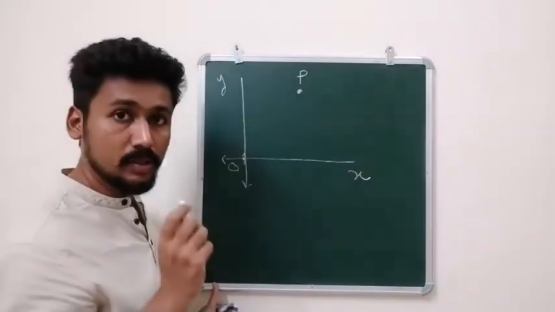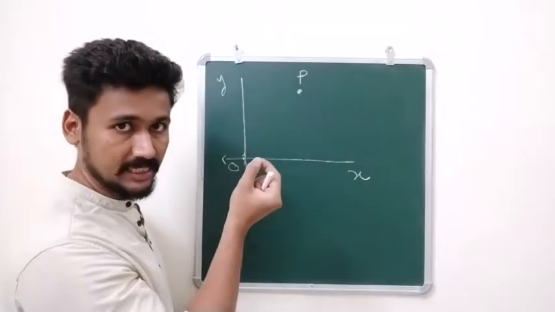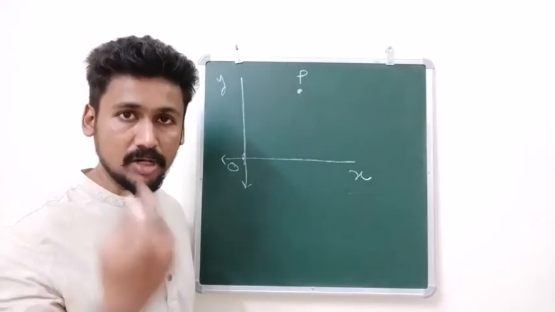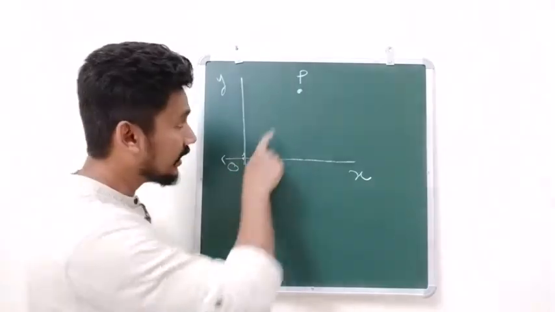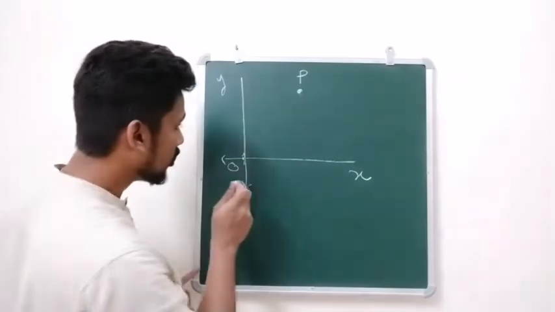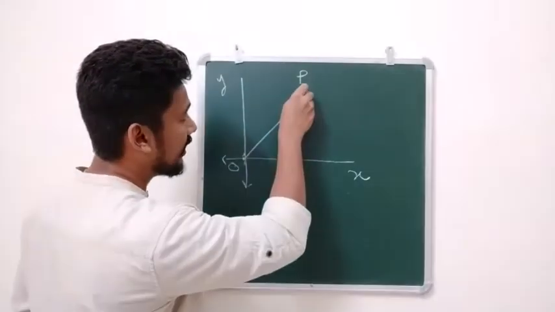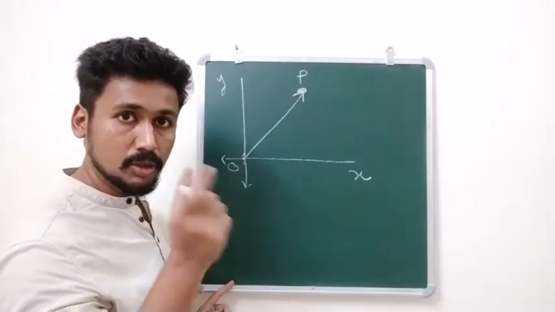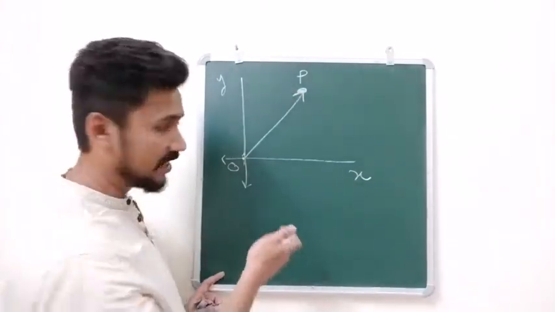Now you can draw a vector going from the origin to the position where that object is present. This can be for anything. For example, where you are sitting and where the TV is. Your point is the origin, and where the TV is, that point is position P. So you can draw a vector going from origin to P like this. This will be called the position vector. A vector which denotes the position of the object is known as the position vector.